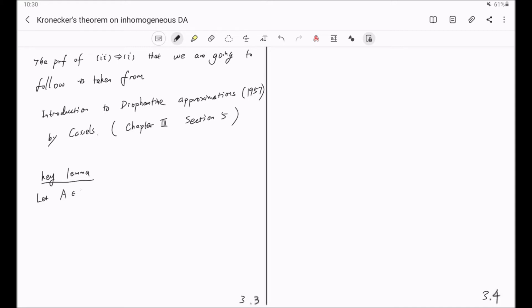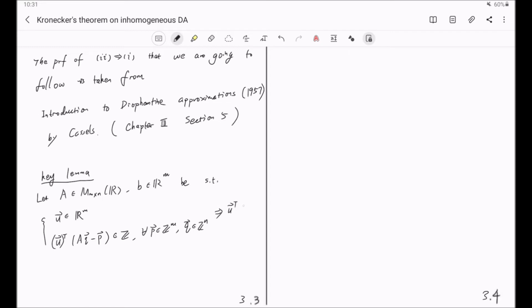Let A be an n by n real matrix and b be a vector in Rm such that whenever you have a vector u in Rm and u transpose times (Aq minus p) is an integer for any p in Zm and q in Zn, we have that u transpose times b is an integer.